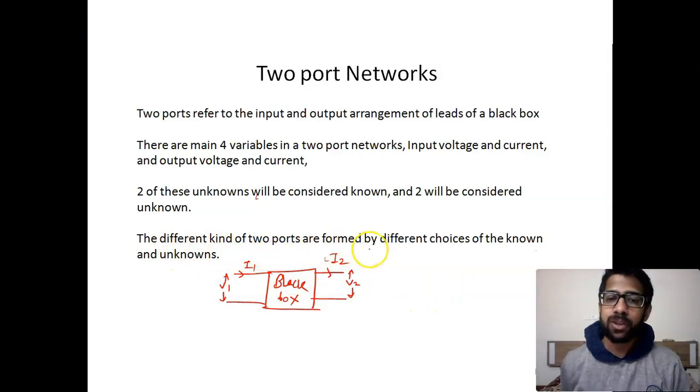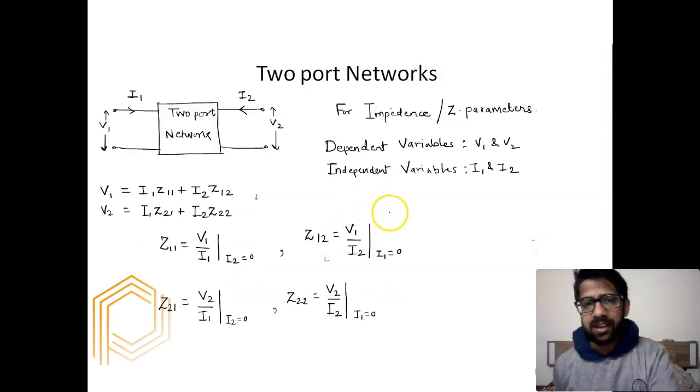Different kinds of two-ports are formed by different choices of the knowns and unknowns. Whenever we choose V1 and I1 as knowns and V2 and I2 as unknowns, we will get different parameters than when we choose I1 and I2 as known and V1 and V2 to be unknown. So there are different permutations, and we get different kinds of parameters.